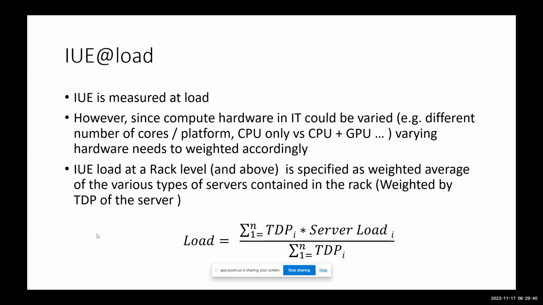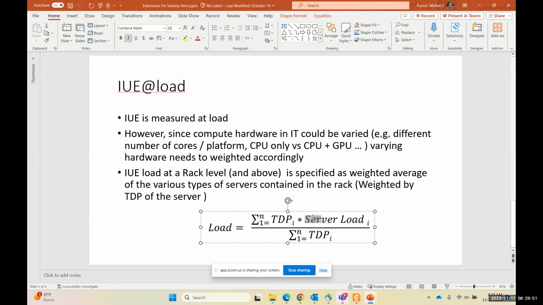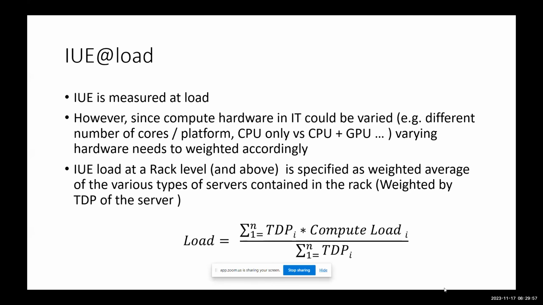So you need to know every single operational IUE in order to create your rack level IUE, right? No, you can just measure it as an aggregate. Why do you need to know each one?